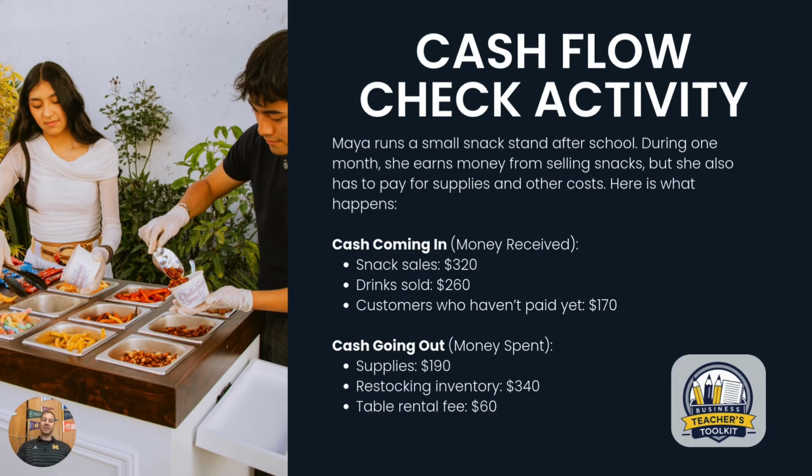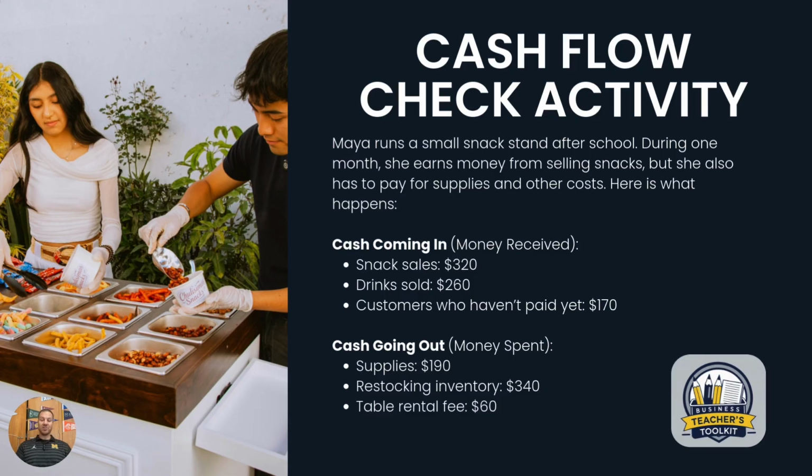I then let students calculate the total cash in and the total cash out. They find that Maya is earning 750 bucks but only collected 580, so she actually runs out of cash because she spent $590, leaving her with a negative cash flow of negative $10. Then we get to thinking about this not as one of those complicated word problems, but as a real entrepreneur. What could Maya do to improve her cash flow?